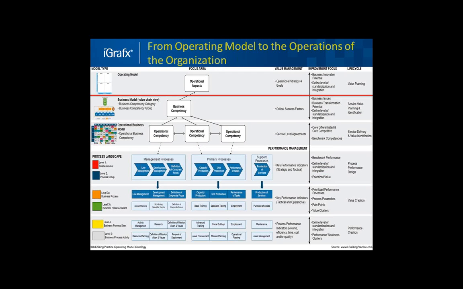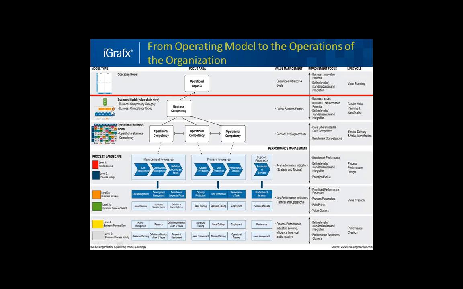agenda. You will see through the presentation we will use this as kind of introducing the different subjects. It starts from the very top. We will first look and define an operating model. What does it include? That includes looking at the operational strategies and goals. Then what can you innovate? Aspects of defining the level of standardization and integration.